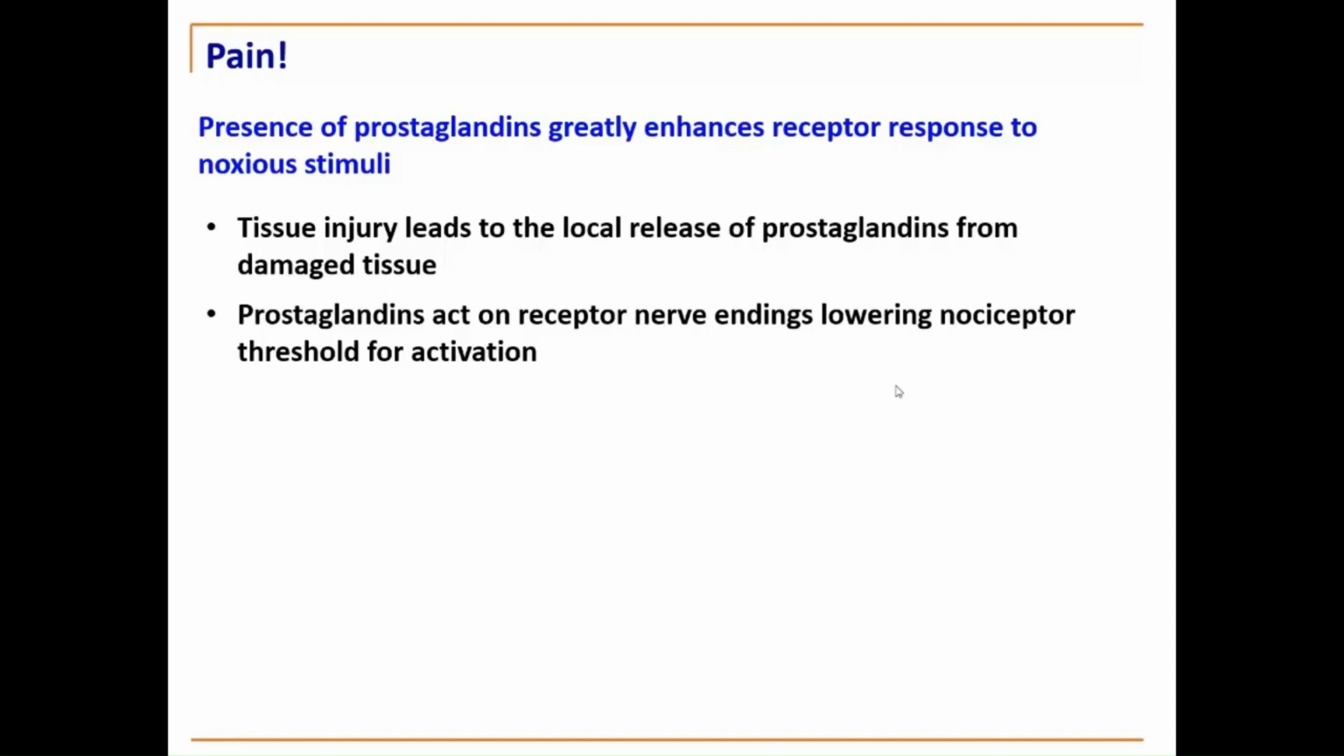A great example of this would be sunburn. So if you get yourself sunburnt, you've damaged lots of your skin cells, you're releasing lots of prostaglandins, that's lowered the nociceptor threshold for activation. So you'll find that area of skin that's sunburnt, you might only have to touch it gently, and it's stimulating pain, even though normally touching your skin gently wouldn't stimulate pain. And that's due to the presence of these prostaglandins.